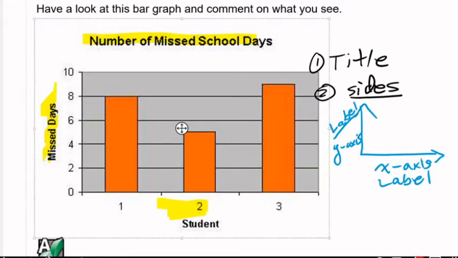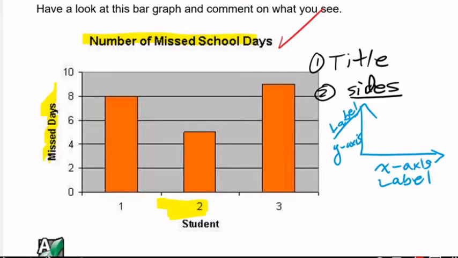We must have, number one, a title. And then for the sides, we must also have titles, okay? And then finally, we must have our bars that represent the amount of stuff that we have for each category.